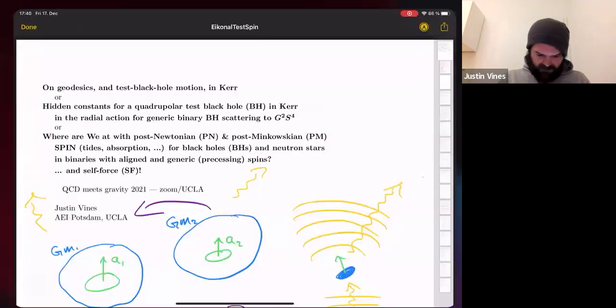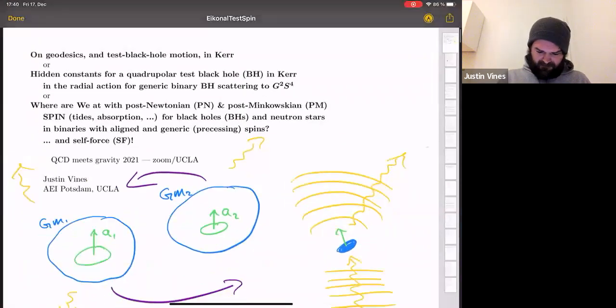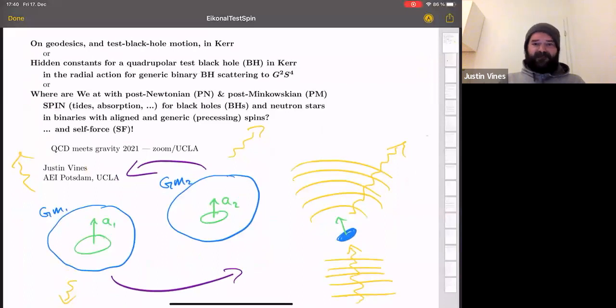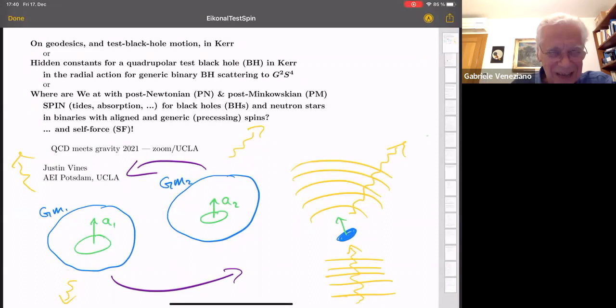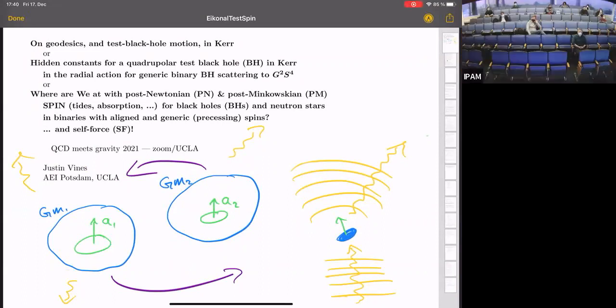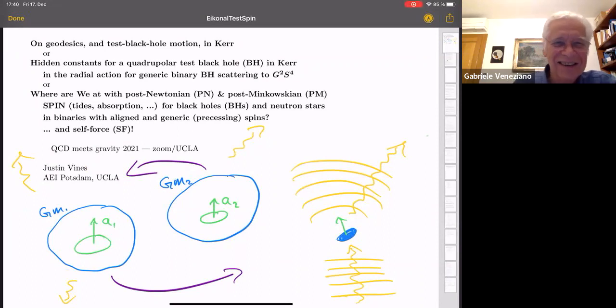Okay, here we go. So the top one. And the title is somewhere. The top line. Oh, the top line on geodesics and test black hole motion in Kerr.